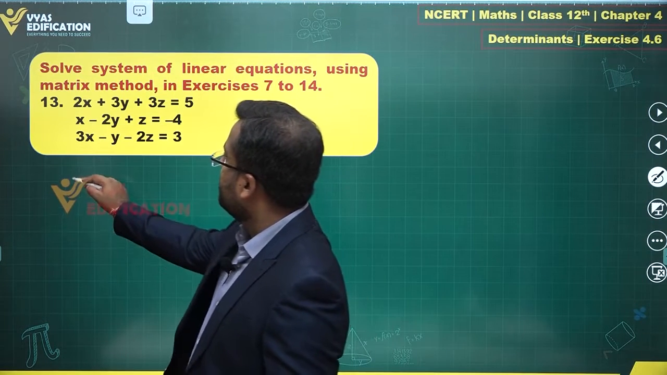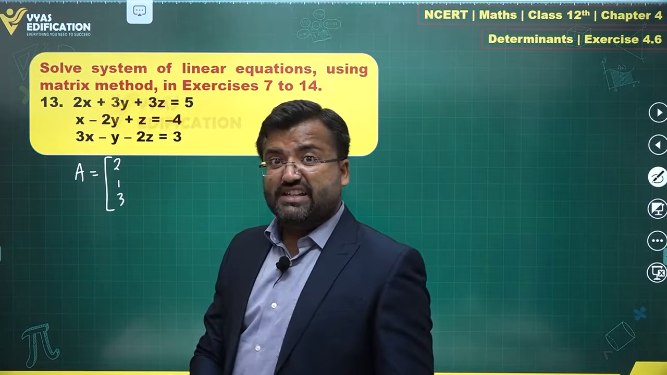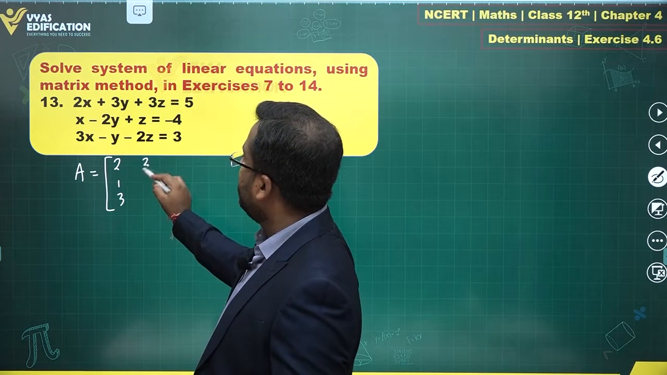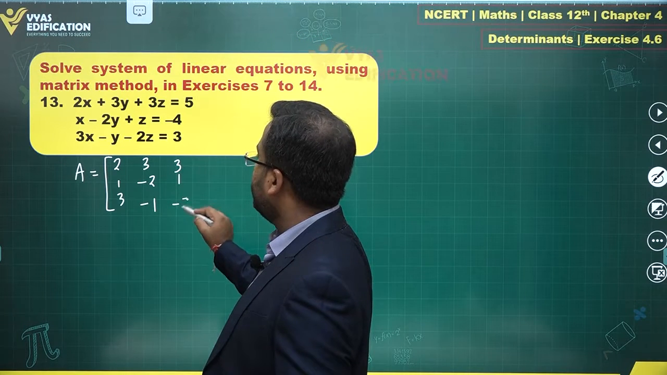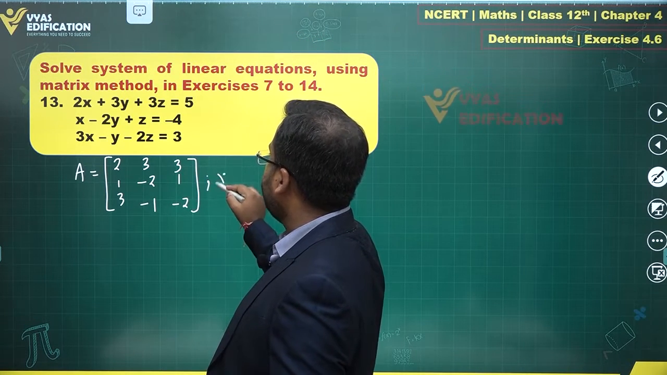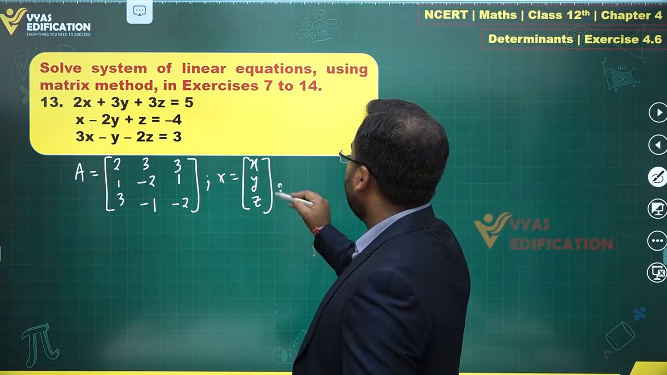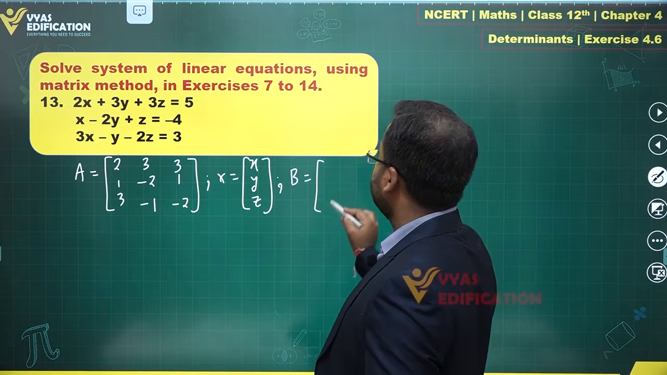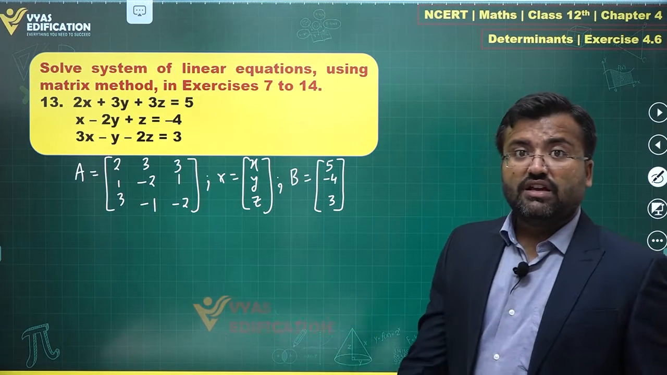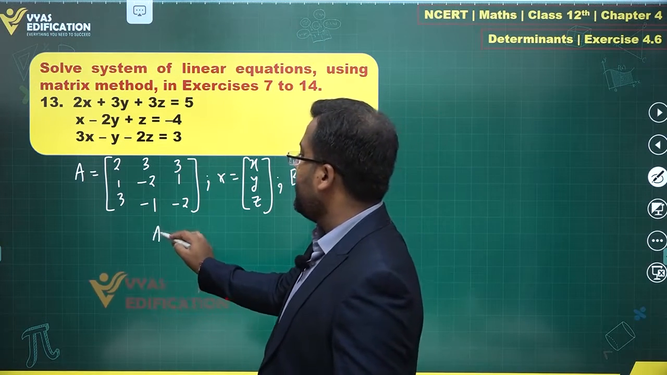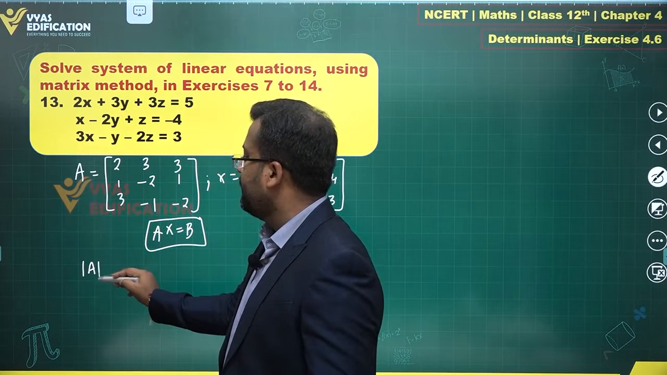This system of equations: the matrix A is 2, 1, 3, the coefficients of x; coefficients of y are 3, minus 2, minus 1; coefficients of z are 3, 1, minus 2. X is this matrix and B is this matrix. Therefore, the system of equations is Ax equals B and the solution depends upon the determinant of A.